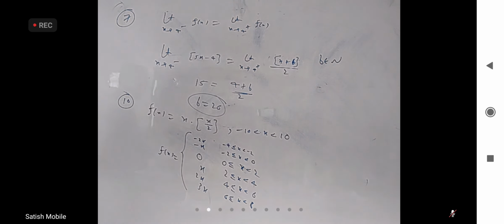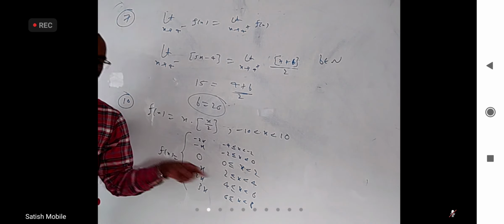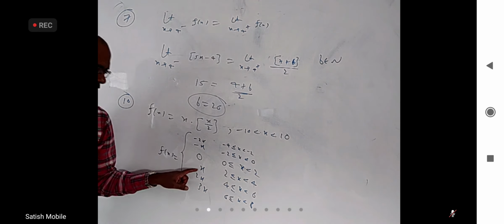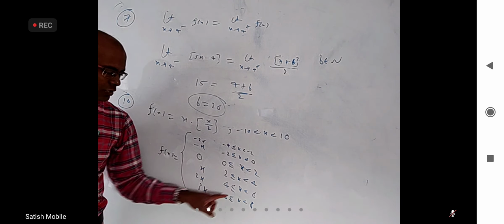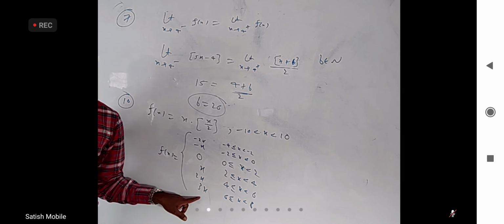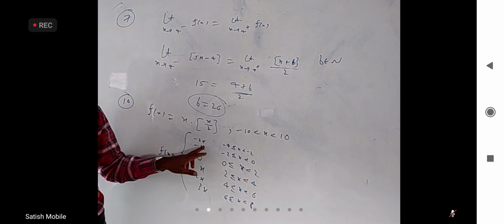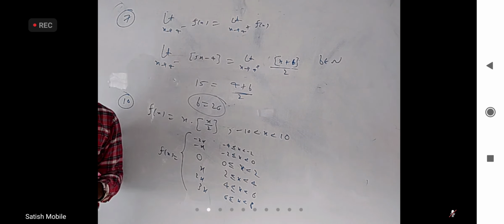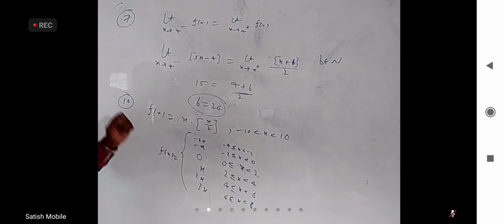Now, if you have to check continuity, you have to check only where the definition is changing. Obviously at 4 it is not continuous because the left limit at 4 is 4, and the right limit at 4 will be 8 because the function is changing. At 6 also it is not continuous because this is 12 and this is 18. At minus 2 it is not continuous because this is 4 and this is 2. But at 0, is it continuous? This also gives 0, this also gives 0. So at 0 it is continuous, but not at 2, 4, 6, 8.